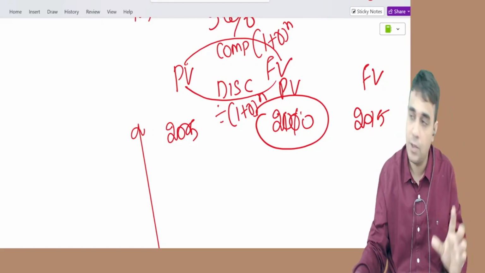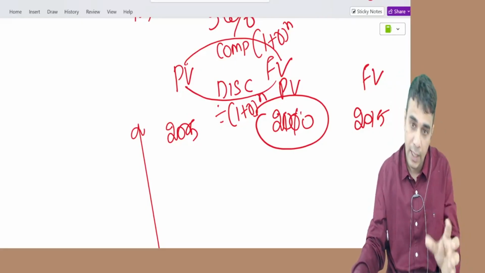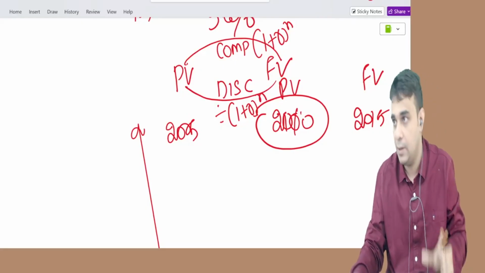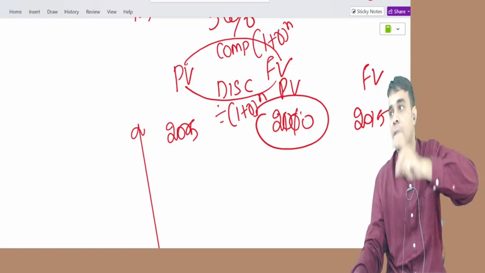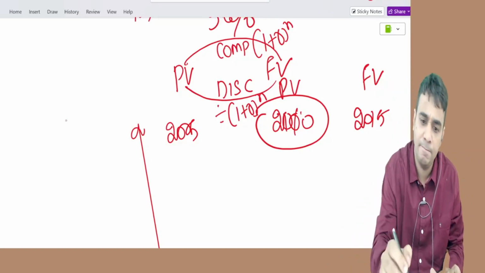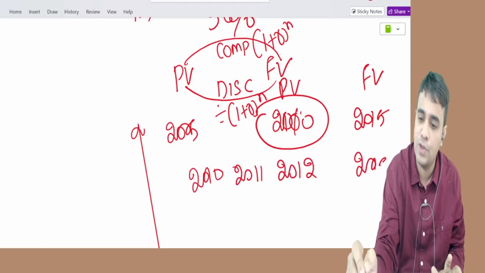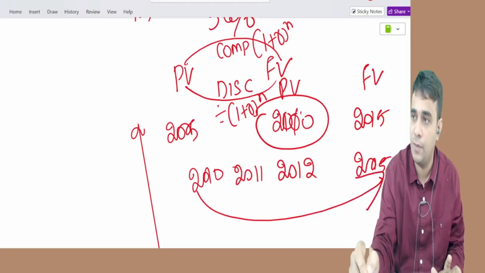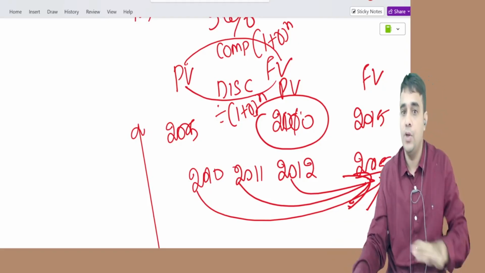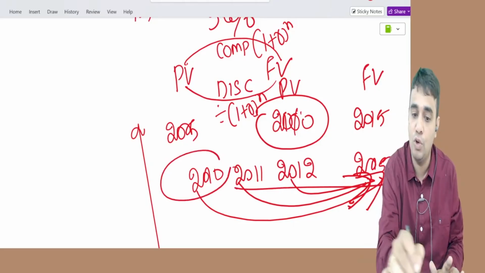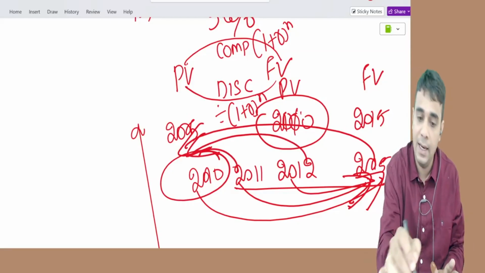When you compare 2010 with 2005, present value is 2005 and future value is 2010. When you compare 2010 with 2015, present value is 2010 and future value is 2015. The same year can be a present value and can also be a future value. Say I have some amounts in 2010, some in 2011, some in 2012, and I want to take everything to 2015. No problem: 2010 to 2015 future value, 2011 to 2015 future value, 2012 to 2015 future value. Or if you want to bring all these numbers to 2010: 2015 to 2010 discounting, 2012 to 2010 discounting, 2011 to 2010 discounting.